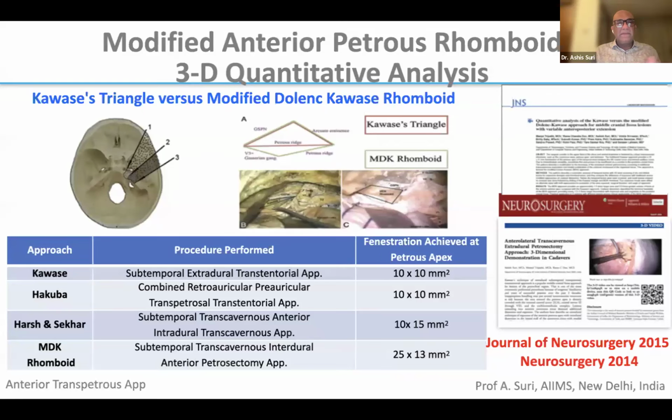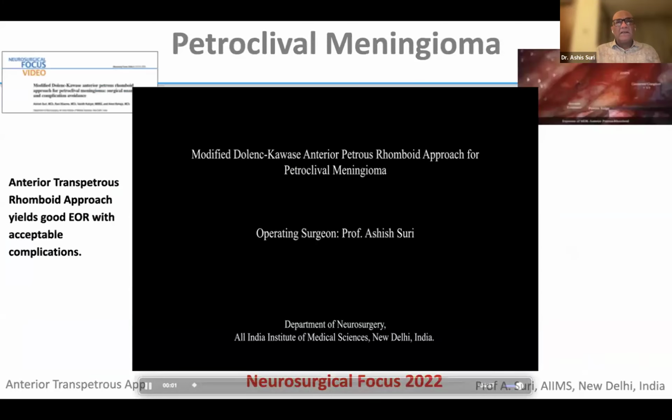This is our paper. We reviewed, and then we studied, and we realized that the original Kawase's triangle, the Hakuba's triangle, the Harsh Shekhar's triangle, were smaller triangles, and this was making into a rhomboid. This was actually when I was training with Dr. Dolenc, and we found that this became a rhomboid once you drill this and expose the cavernous sinus. It was nearly 2.5 times the size by area.